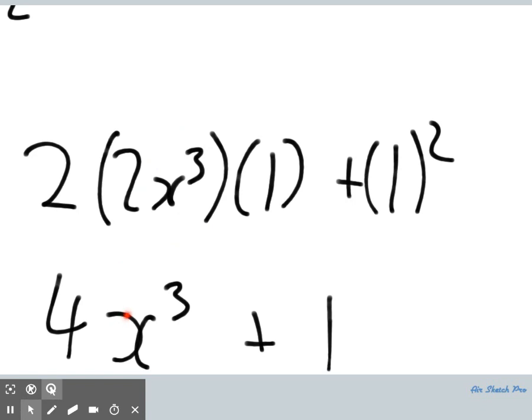Why would you double? Because you're not raising x cubed to any power at this stage. The only way you can increase a power here is either by multiplying it by x to another power or by raising the whole thing to a certain power. We don't have that.